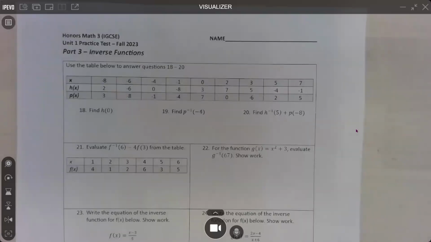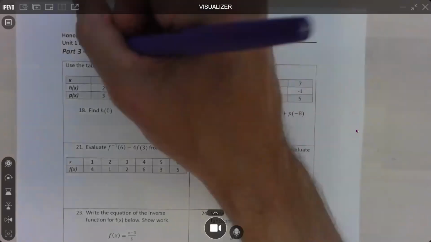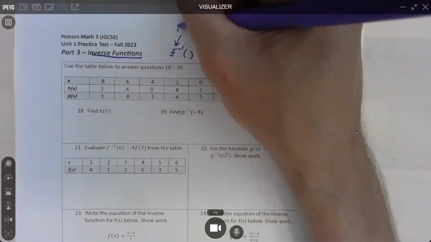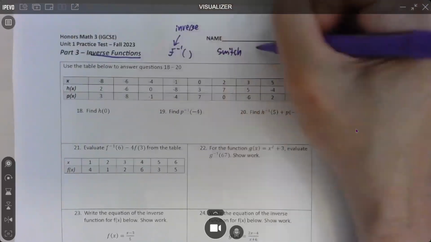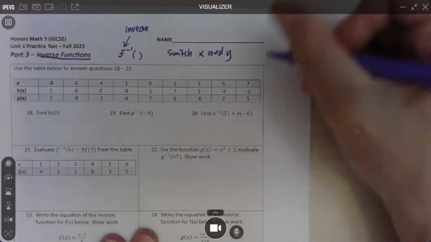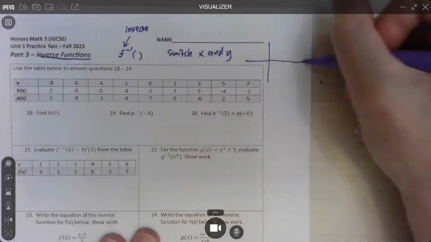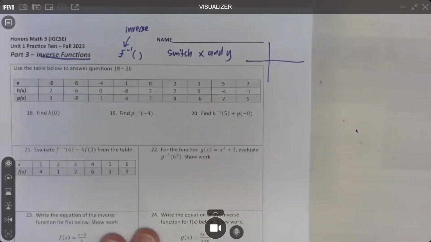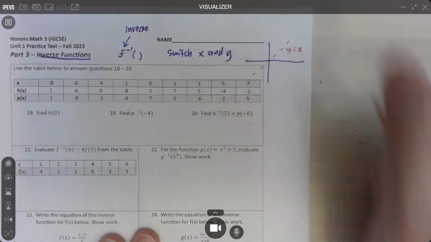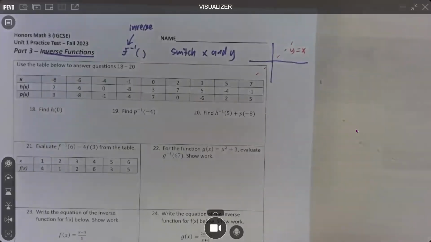All right, the last part of our test is going to be dealing with inverse functions. Remember this function right here, inverse means to switch x and y. Quick thing on there, remember that inverses are reflections over the diagonal line y equals x. So always think about that as you're getting an inverse function.